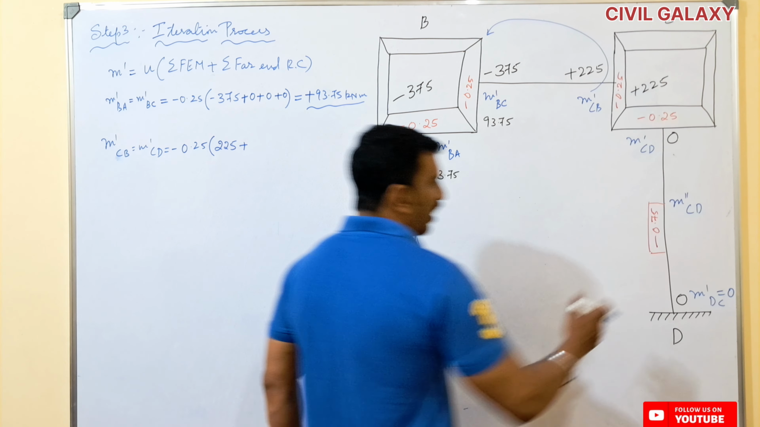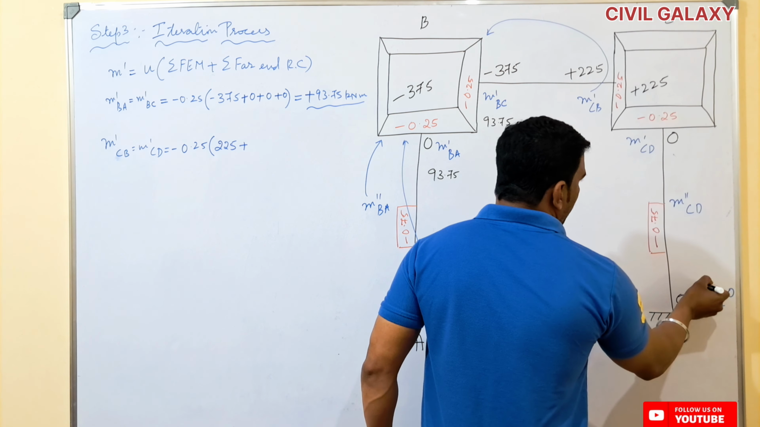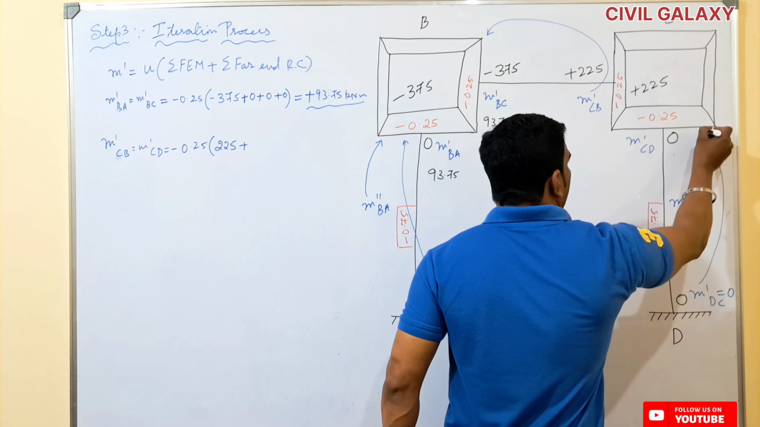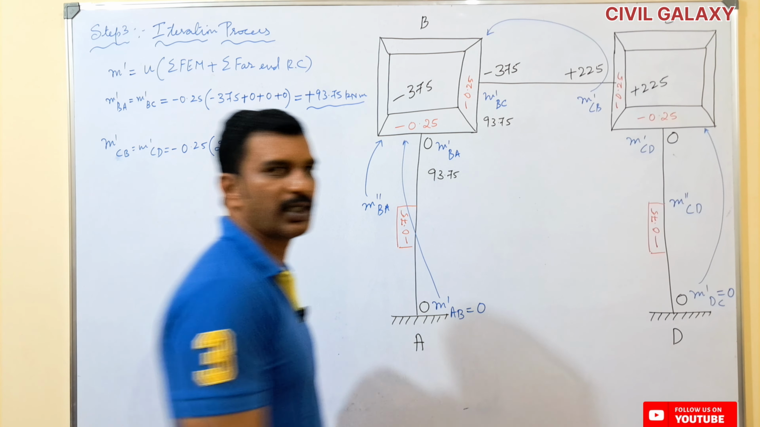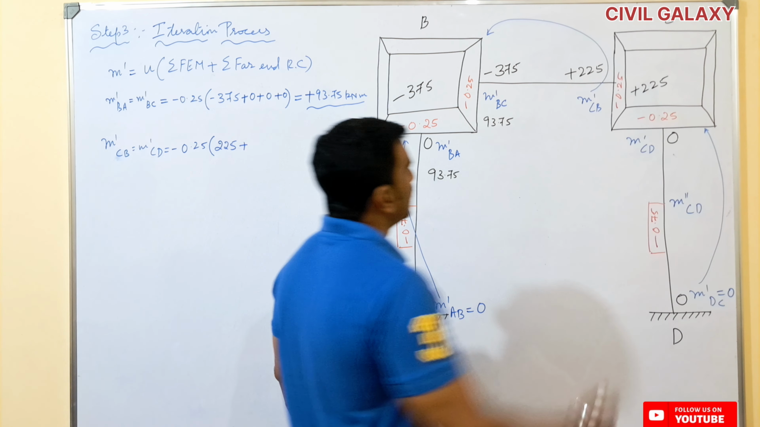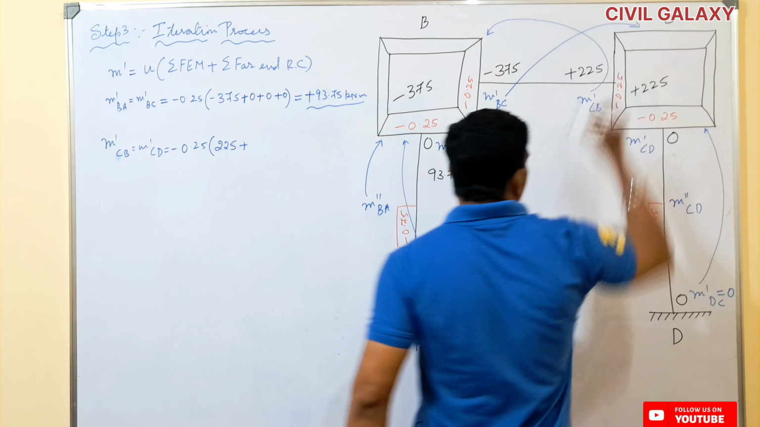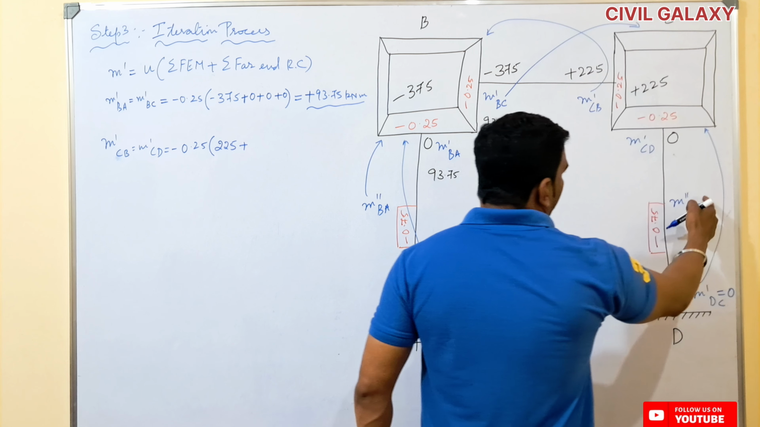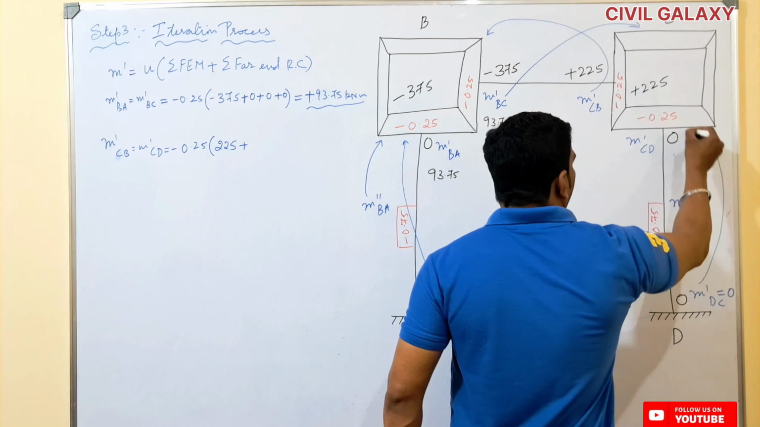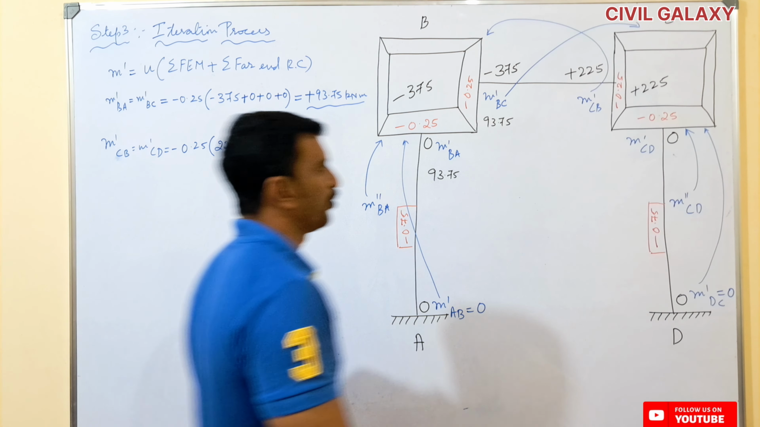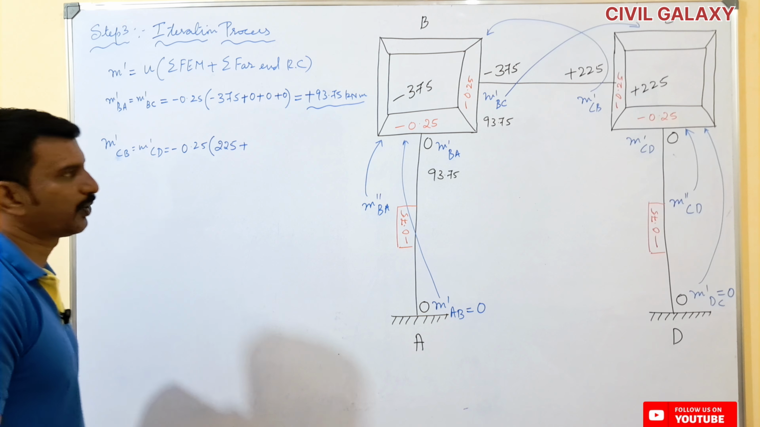Now here, which is the far end condition for joint C? For joint C, this one is the far end rotation contribution. Similarly, here M dash BC, this is the far end rotation contribution. Also M dash CD, this also will be the far end rotation contribution. So these three values we need to consider.